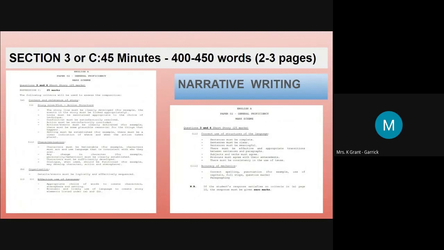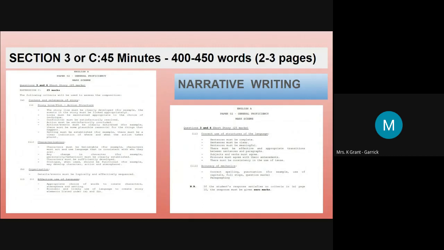Now, as we go into the narrative writing section, we know we get a choice between picture and statement. So choose wisely. But the aim is that whatever you choose to write, you only have 45 minutes to do it, and you need to produce 400 to 450 words. You don't get penalized for writing more than 450 words, but the aim is to ensure that you have 2 to 3 pages. 1 page will not be enough.